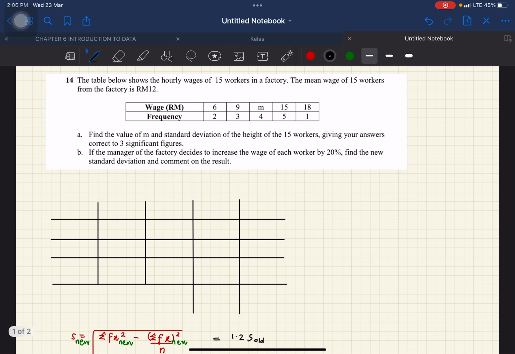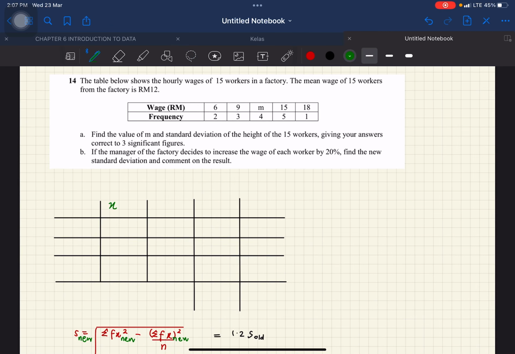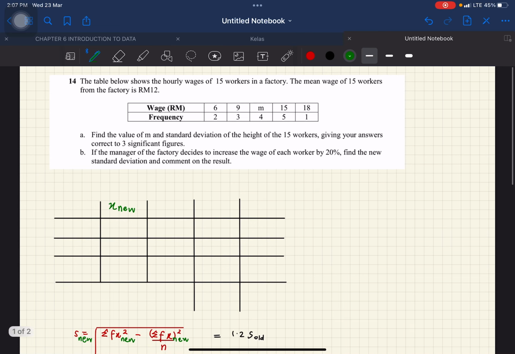Right, so we will start with the X values first. So X is here. Now we want to make a table for the new X. To get the new X, we just multiply. You just need to multiply every single X that you have. So let's say your X values are 6, 9, 12, 15, 18. You multiply everything by 1.2. So 1.2 times X1, 1.2 times X2, 1.2 times X3 and so on until all your X values are done.